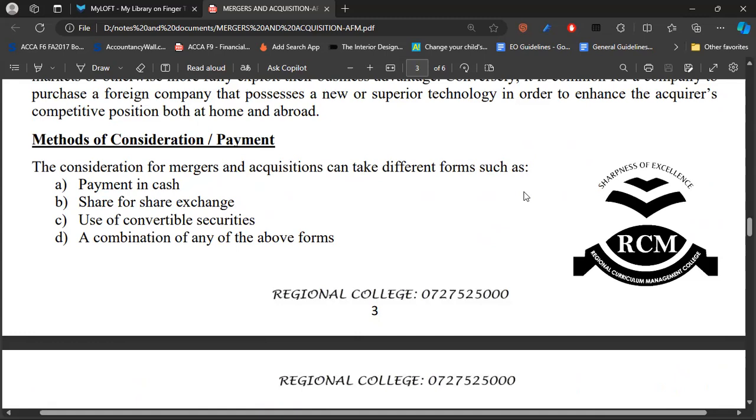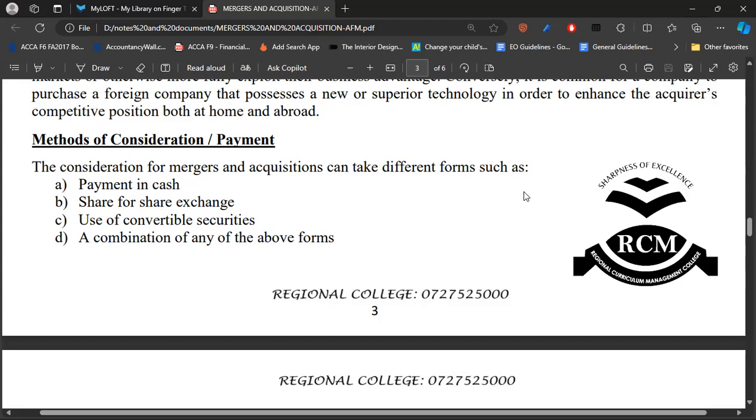And what are some of the forms of acquisition we normally have when you want to purchase one? One, we might introduce a method of consideration through payment in cash. There is a share for share exchange, which we shall see when we are doing illustrations. Then we have the use of convertible securities.